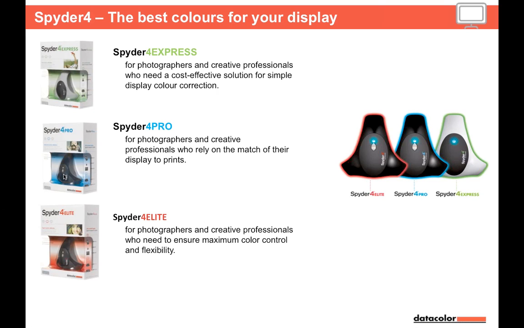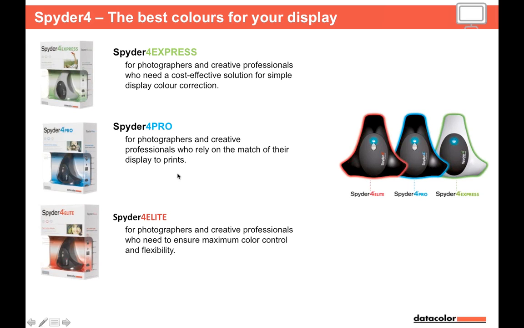Spider 4 Elite, and let me mention that, has a feature called iterative gray balance, which adds more measurement points around the gray axis. That is the highest range. You can calibrate to each gamma, to each white point, and so on. So for the professional photographers, maybe the Elite is the good choice.